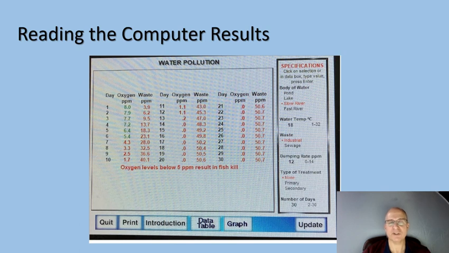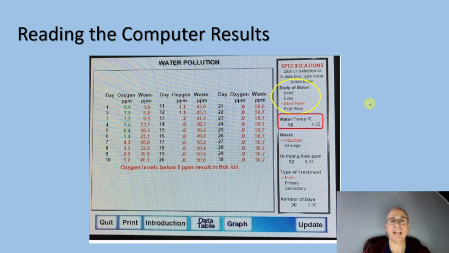So if we were in class running this lab in our computer lab, and you typed in all the appropriate conditions, you would see a page that looked kind of like this. I want to break this down for you so you don't get lost and so you can understand what we're manipulating here. If you look at the yellow oval there, here it says the body of water. So what type of body of water? Is it a pond? Is it a lake? Now notice slow river is in red here, so this particular simulation is looking at the effects of a slow moving river. You could also have a fast river.